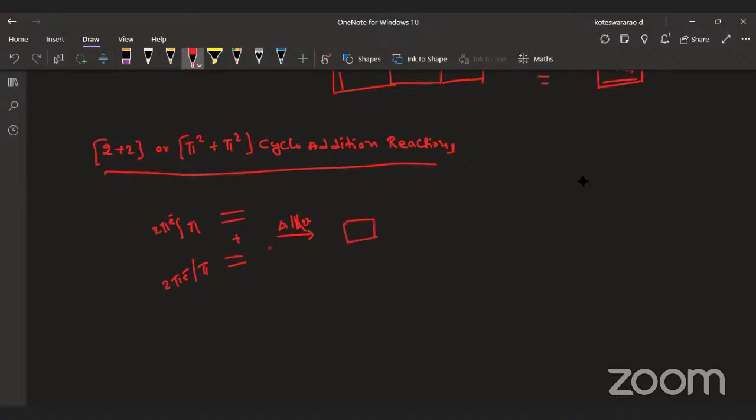It is also a reversible reaction. This is known as the pi 2 plus pi 2 cycloaddition, or 2 plus 2 cycloaddition reaction. Similarly, the same kind of reaction takes place in aromatic compounds. Aromatic compounds react with olefin derivatives, which leads to the formation of an adduct.